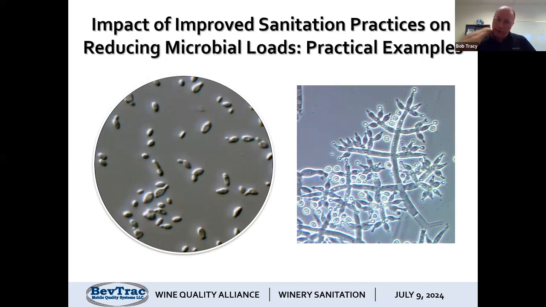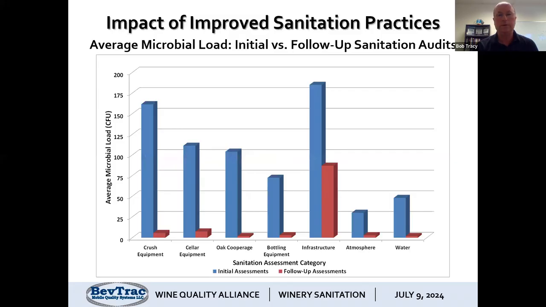So this last section, I'm going to talk about the impact of improved sanitation practices on reducing microbial loads. And these are actual examples from wineries. So this is just a general slide showing you the average microbial load for initial sanitation versus follow-up sanitation audits. And the y-axis shows you the average microbial load, which includes yeast, bacteria, and mold.